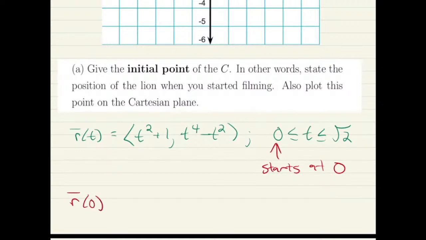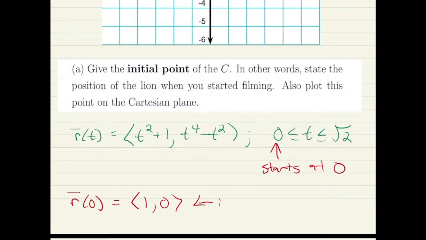I know we did this with x of t for the previous example, but that's because we were figuring out the Cartesian equation. This is different. I want the precise location of the lion when you first started filming at t equals zero. I want to know both components. So plug in zero, and you'll get 1, 0, right?